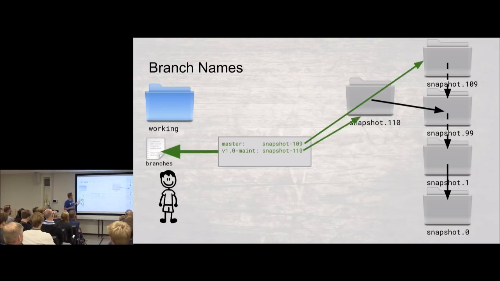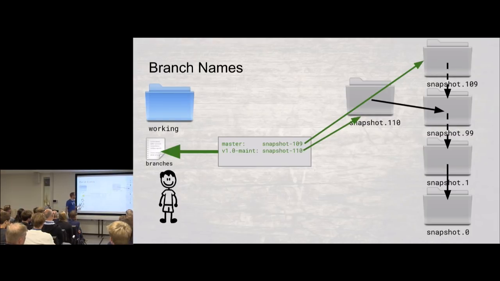Basically, you add another text file. This text file lives outside your working tree. You just call it branches. And here you make a point saying that I have a master branch. Right now it's pointing to snapshot 109. So 109 is the latest snapshot on my master branch. And my 110 snapshot is my latest snapshot on what I would call the version 1.0 maintenance branch.